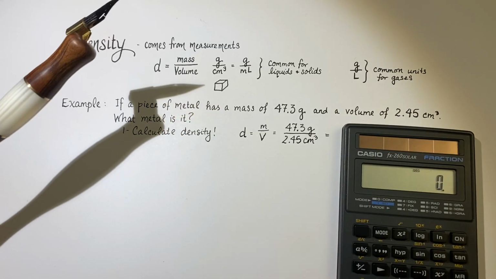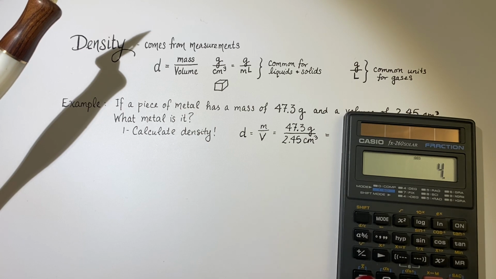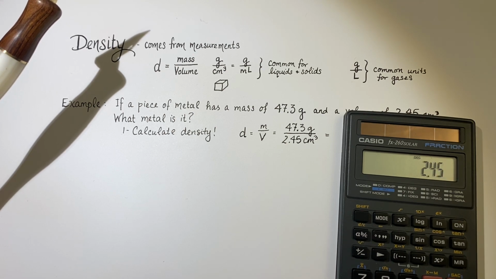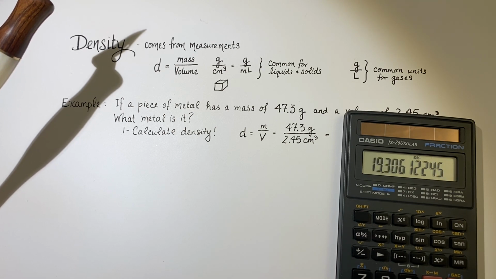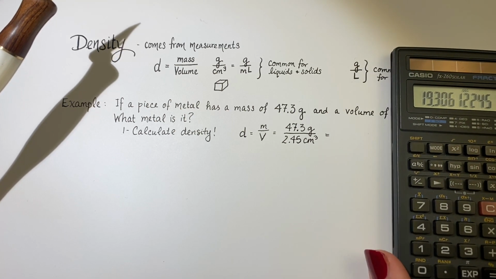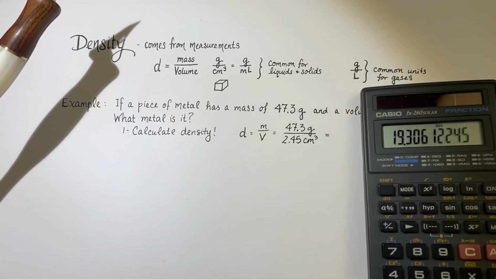Calculator. All right. 47.3 divided by 2.45. Alright. Looks like we have a 19.3 if we have three significant figures.